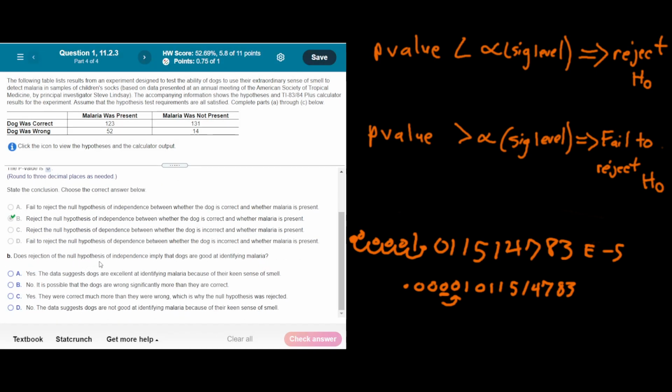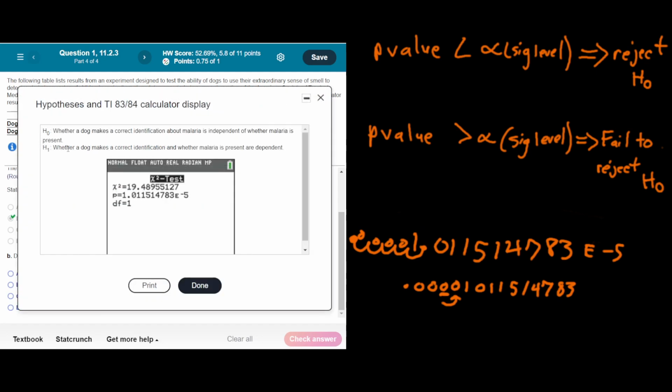Does rejection of the null hypothesis of independence imply that dogs are good at identifying malaria? So we rejected the null hypothesis, which means that we're saying that the alternative hypothesis, the H1, is the one that we should be following. That's the true one. So we're supporting the claim that whether a dog makes a correct identification and whether malaria is present are dependent upon each other.